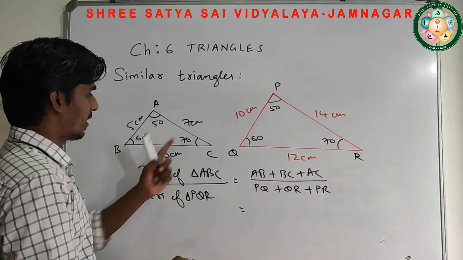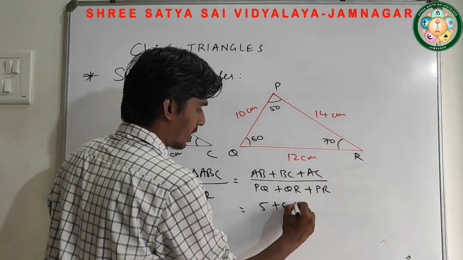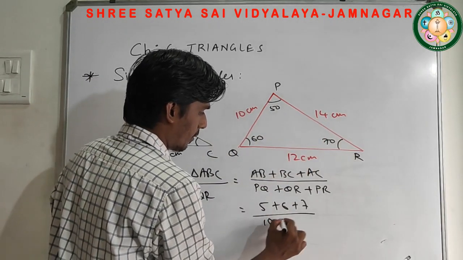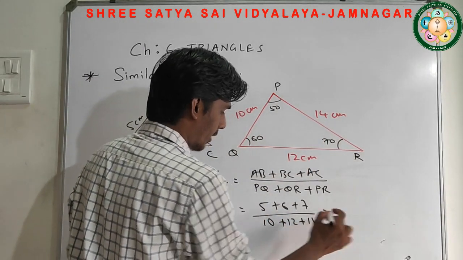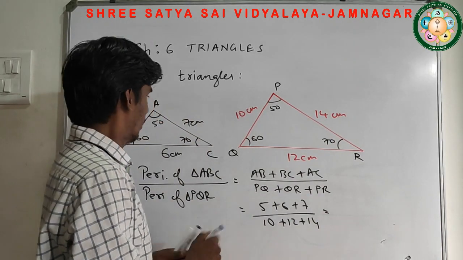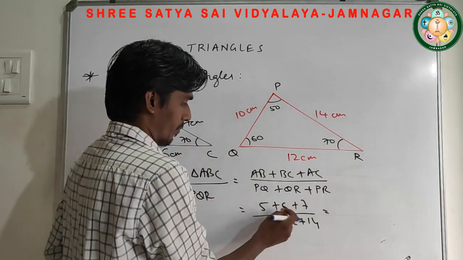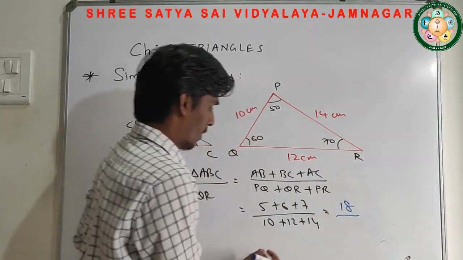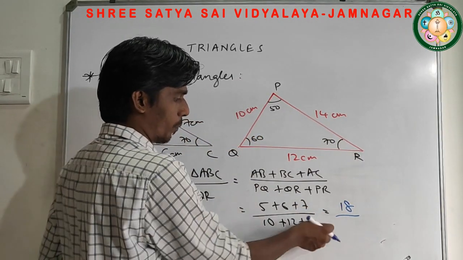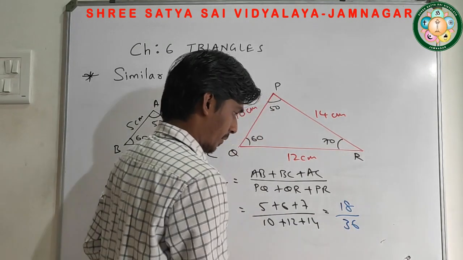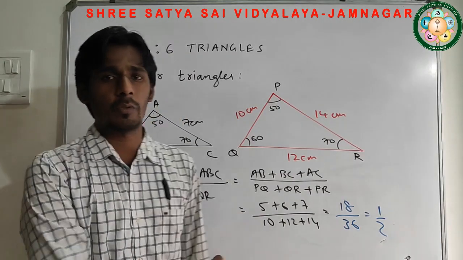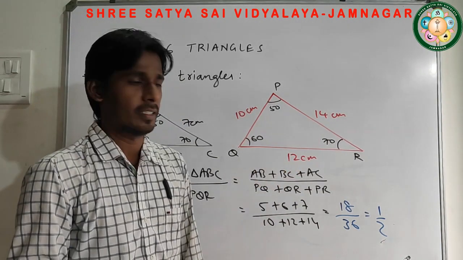So AB is how much? 5, 6, 7. 5 plus 6 plus 7. And this is 10, 12 and 14. What is the sum? So the perimeter of this triangle is 11 plus 7, it's 18. This is 10, 22, 22 plus 14, it's 36. So again I am getting the ratio 1 by 2, which we got as the ratio of corresponding sides.